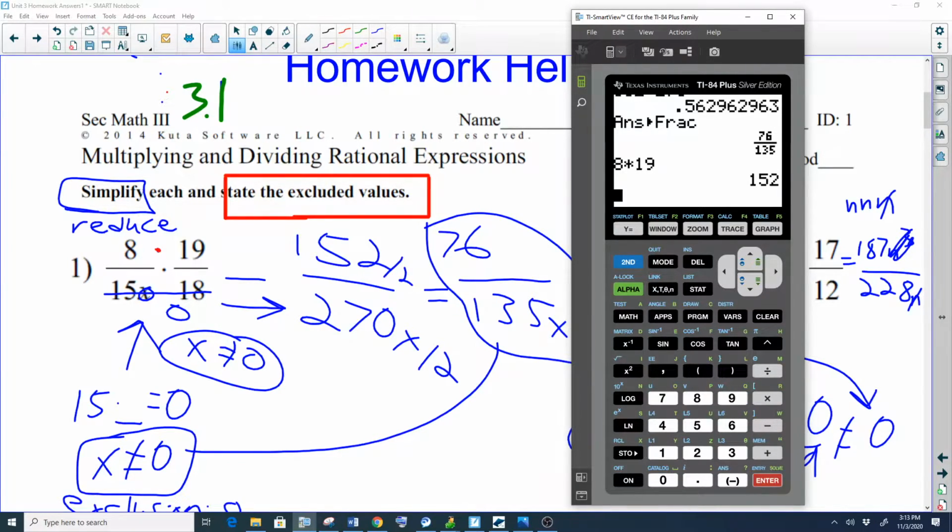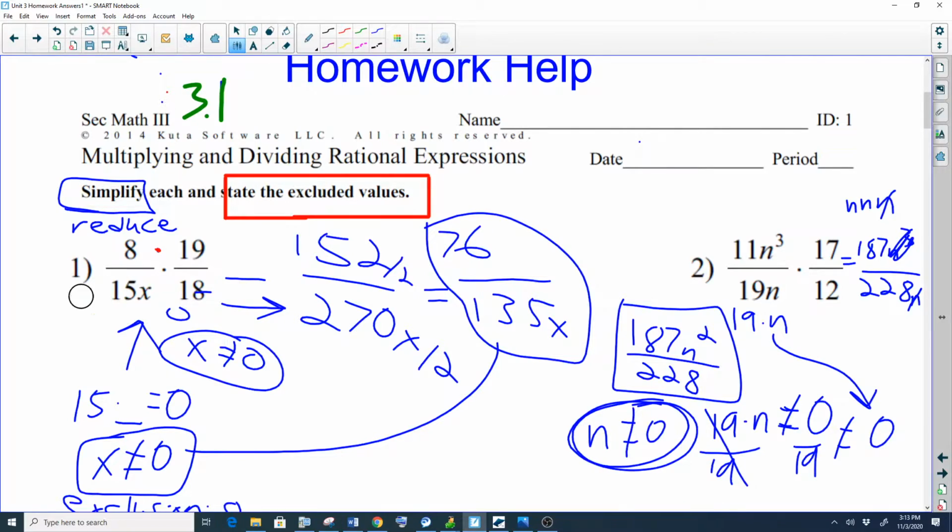And then 15x times 18, you have to leave the x off and just do 15 times 18. 15 times 18 is 270. And then just bring the x on there, bring it with it for the ride.